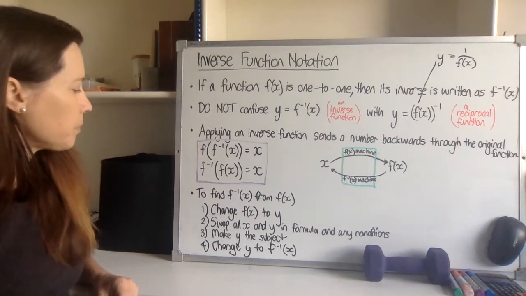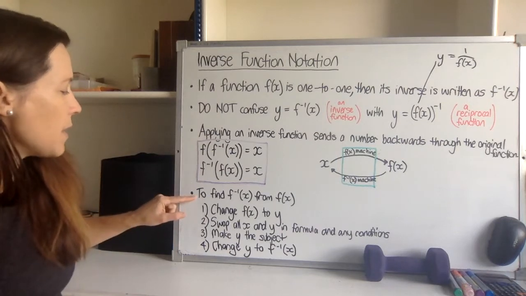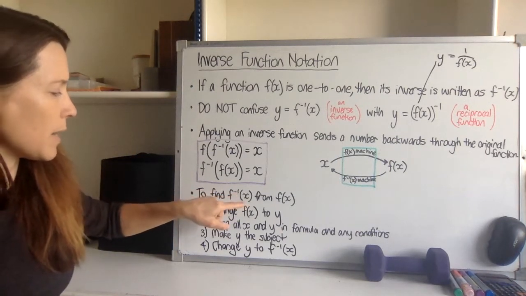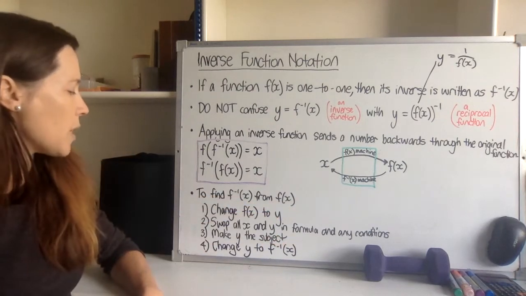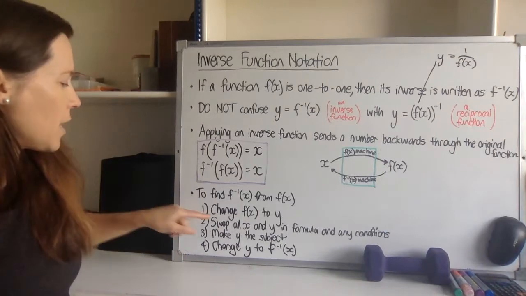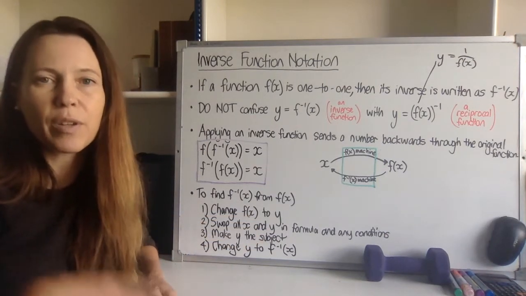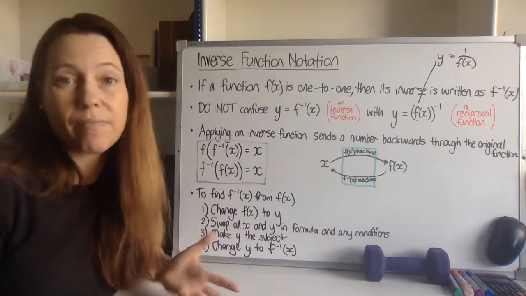Now, the other skill that we need today is we need to be able to find an inverse function, using this notation, the f to the -1 of x, from any original function. So 4 steps. We're going to start by just changing f of x to y, because we know that in the original function, if we've got f of x equals something or y equals something, it's the same thing.